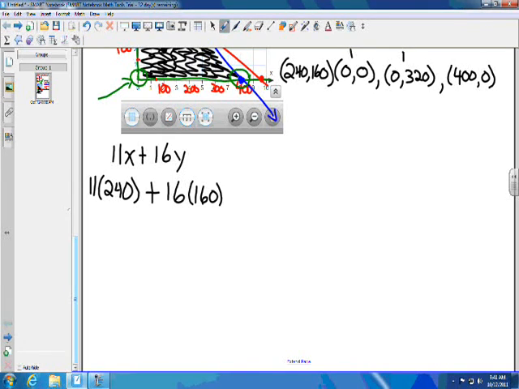What? $520. There you go. $5,200 is how much we would make if that's the choice we go with. We don't need to put in the second one because obviously that's going to give us no profit. So let's go ahead and go to that third point.